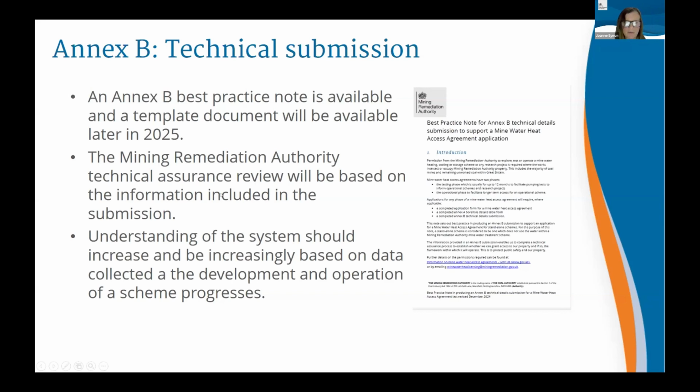Our review in terms of technical assurance can only be based upon what has been submitted by the applicant and the designer. So it's critical to give us the information that can enable us to understand the risks to the scheme, how they're being monitored, how they can be controlled, and what the parameters for the operation may be. As an example, if water levels are rising, what is the level above which the system cannot be operated if there becomes a risk of water coming to surface?